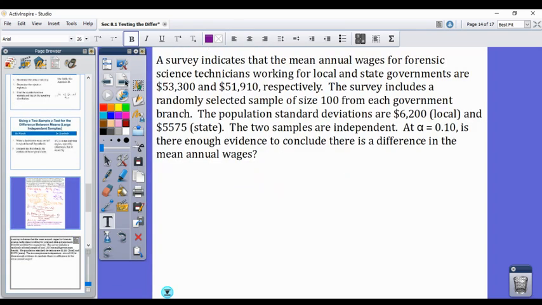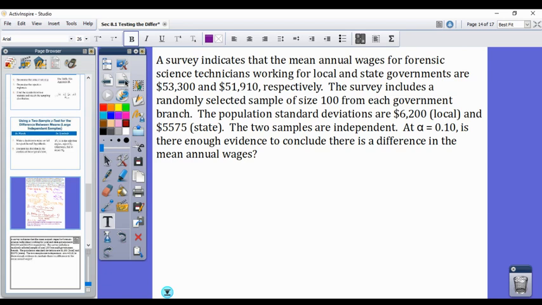All right, so on this next example, we have a survey that indicates the mean annual wages for forensic science technicians working for local and state governments are $53,300 and $51,910 respectively. The survey includes randomly selected samples of 100 each from each government branch. Population standard deviations are 6,200 for the local and 5,575 for the state. The 2 samples are independent. Alpha level is 0.10. Is there enough evidence to conclude that there is a difference?